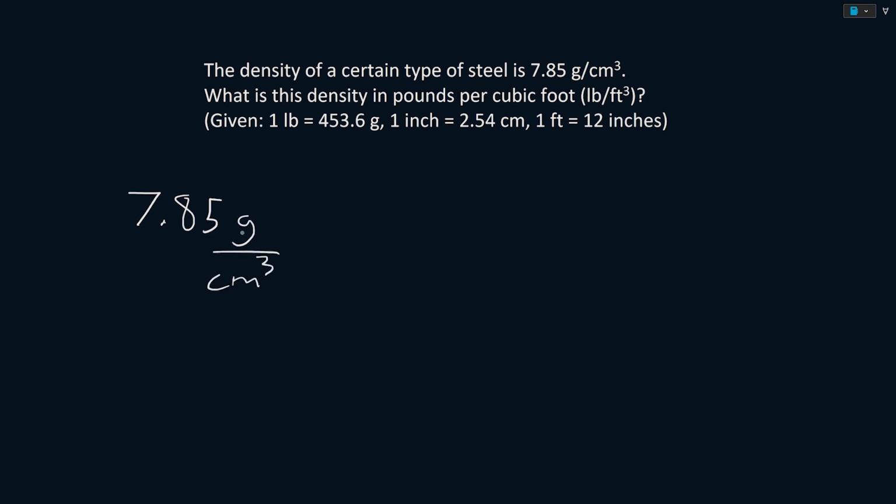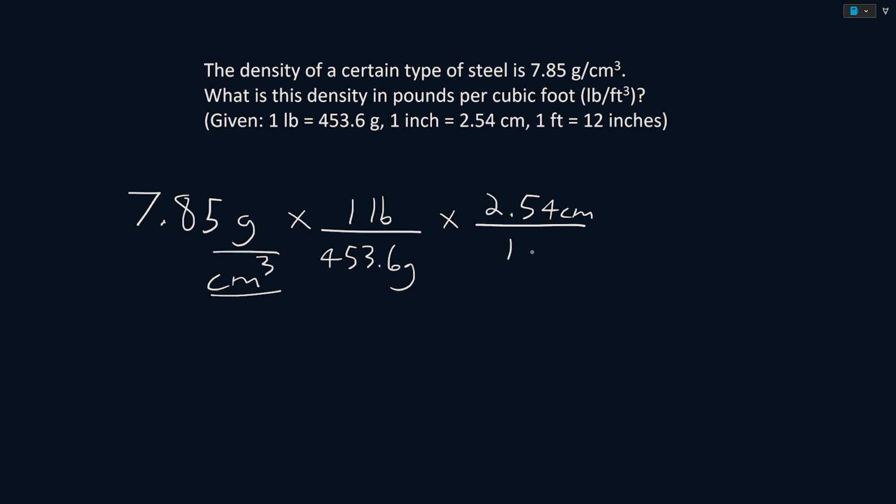The first thing I'm going to do is convert grams to pounds. To do this, I'll multiply by our conversion factor of 1 pound is equal to 453.6 grams. In order to get rid of the centimeters cubed, I have to first convert to inches using our conversion factor of 2.54 centimeters per 1 inch. Because the centimeters are cubed, we also have to cube our conversion factor.